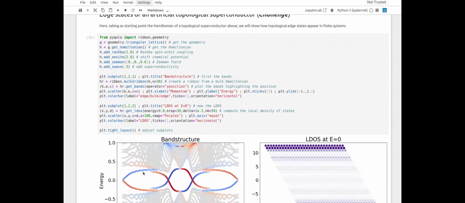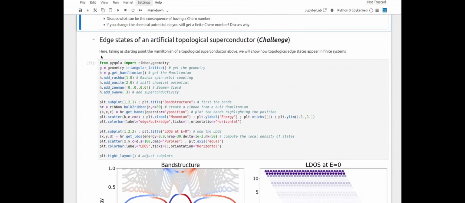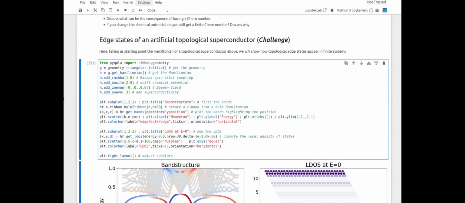And now we are going to see what the edge states of this system look like. We are going to take the same triangular lattice with Rashba spin-orbit coupling, a certain chemical potential, some Zeeman field, and S-wave superconductivity. We create a one-dimensional ribbon. Now we are going to compute the edge states of this artificial topological superconductor. So we create a triangular lattice, generate the Hamiltonian, add Rashba spin-orbit coupling, shift our chemical potential, add a Zeeman field and superconductivity, and then generate a one-dimensional system, a ribbon.